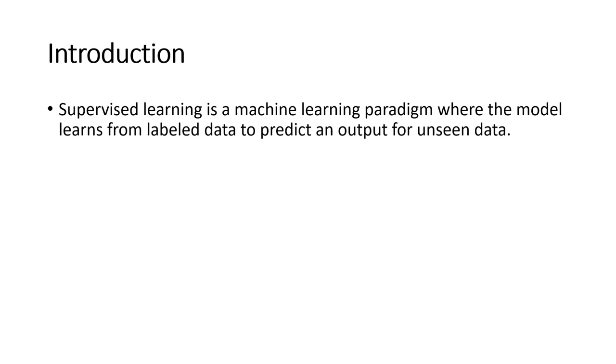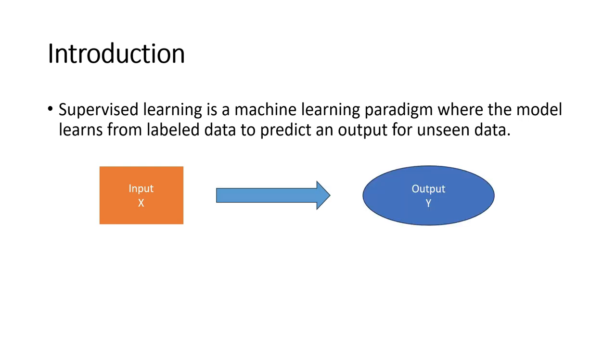So what is supervised learning? Supervised learning is a machine learning paradigm where the model learns from labeled data in order to predict an output from unseen data. Okay, so we have some input x and the output y, and the output is labeled.